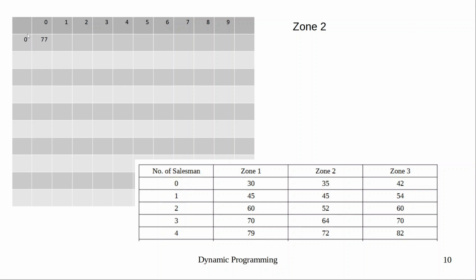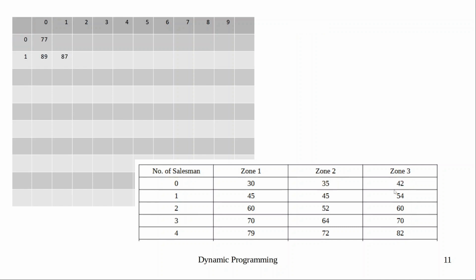So we start with the scenario where 0 salesmen have been allocated to zone 2. Therefore we can allocate to zone 2 only 0 salesmen. What is the sales value that we are going to get? It's going to be the immediate cost plus the future cost. The immediate cost is of course going to be 35 and the future cost is going to be 42. Why? Because if we allocate 0 salesmen in zone 2 or zone 3, the table shows that we are going to get 35 and 42 as the sales numbers. The addition of that is 77.